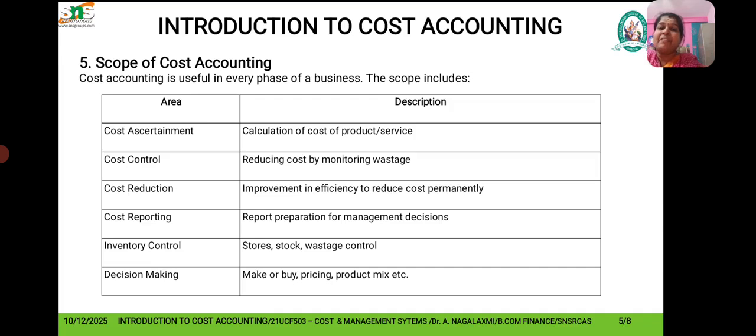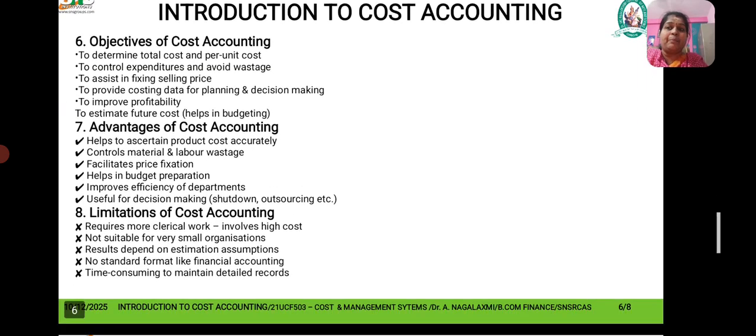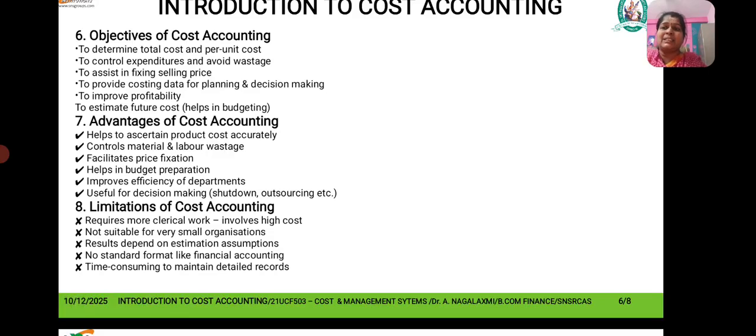Product mix, everything, the main thing about the organization, its process, everything is vested in the hands of the management, and it depends upon proper decision making. So these are the scope of cost accounting. We can see the objectives. The objectives are nothing new, what we have already seen.